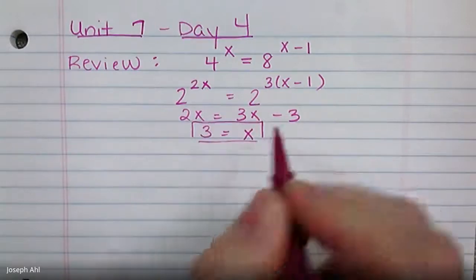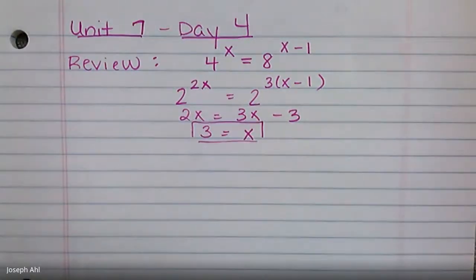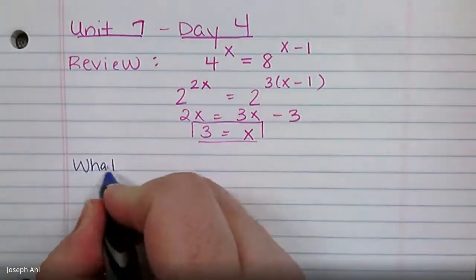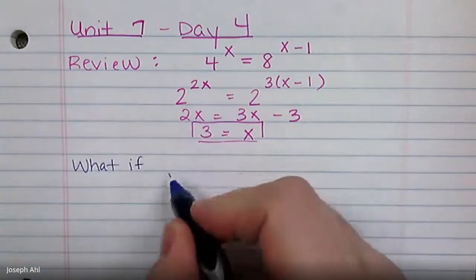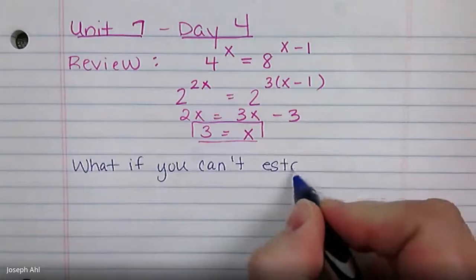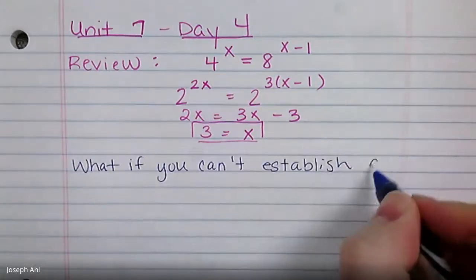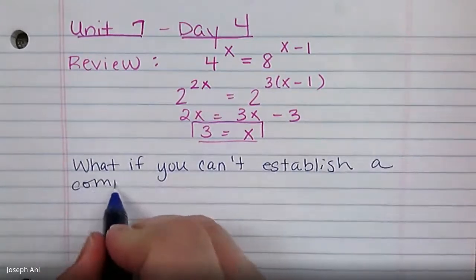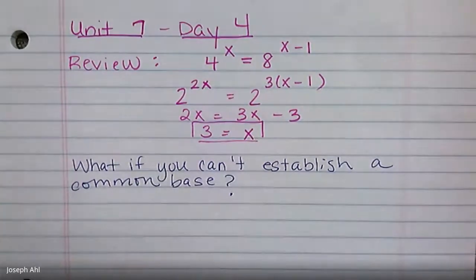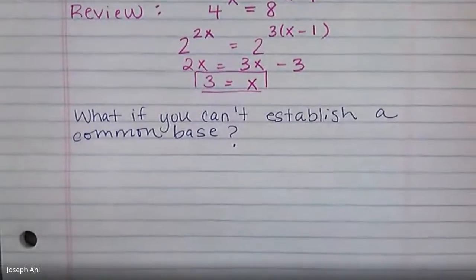So that's pretty easy for us to do at this point, making a common base on both sides and then setting the two exponents equal. But the question becomes, well, what if you can't establish a common base? What if it's not possible to drop them both down to base 2 or base 3, or base 5 and things like that?